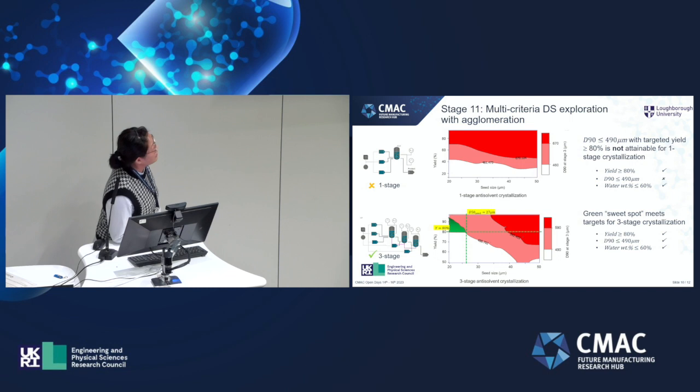You can see the highlighted green spot here meets all the targets, the KPIs, for the three-stage crystallization. It can maintain a higher yield and the required particle size for the dissolution rate requirements, and also a lower water content.